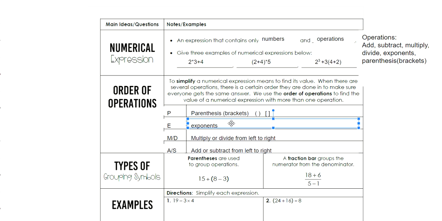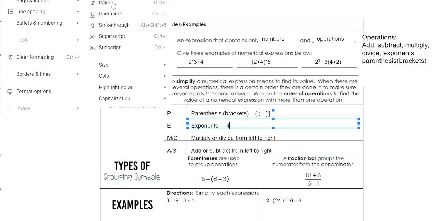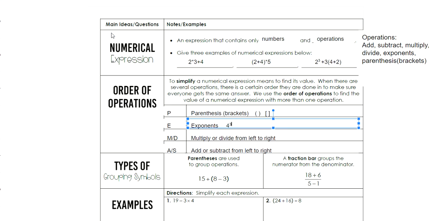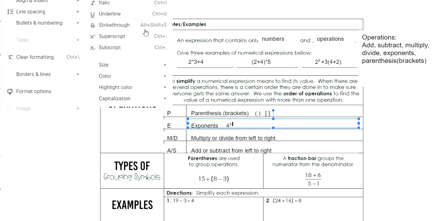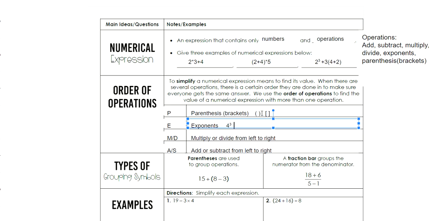Exponents are to the power. Again, if you need to, an exponent would be 4, and then you go to format, text, superscript, put the 3, put a space, go back to format, text, superscript, done, okay? Or you can write it in the general form of 4^3. That's how it's going to be written in your calculator, okay?